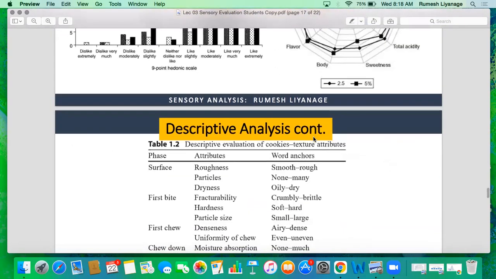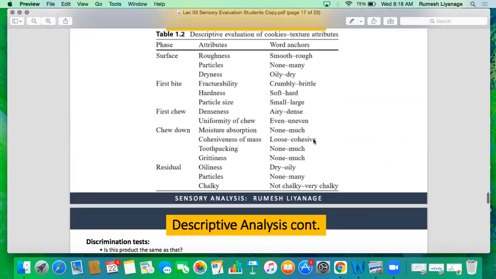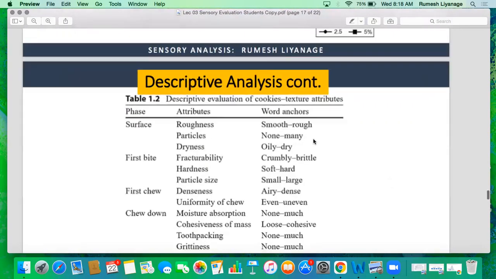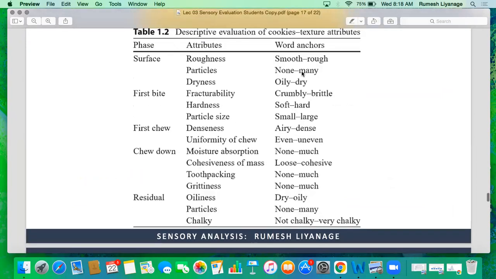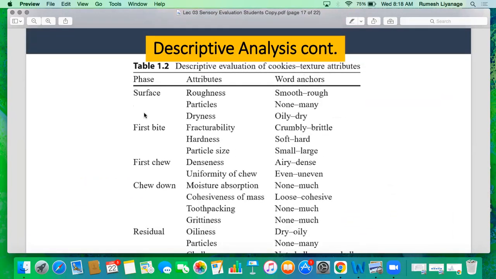Okay, this is a summary. Descriptive analysis, right? What are the attributes we can use, and word anchors, right? This table is very important to you.